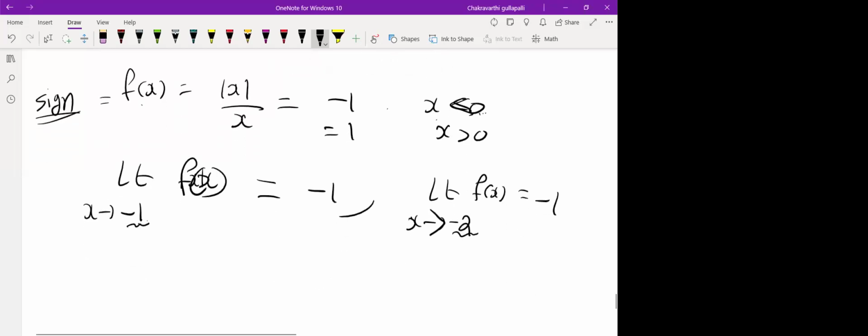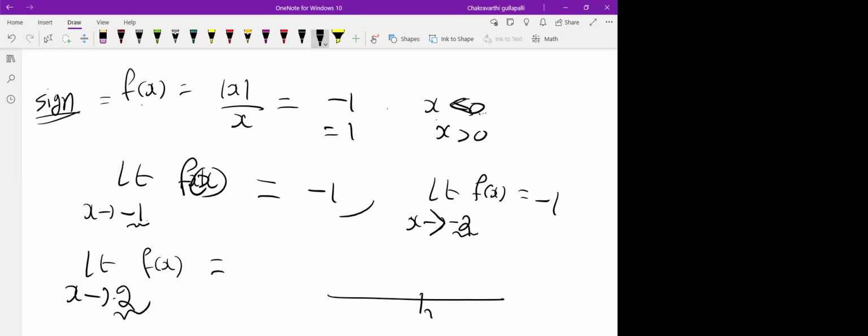So answer is -1. Suppose I ask you what is limit x approaching 2 of f of x. Here the value 2, x is approaching towards 2. So when it is approaching towards 2, what is f(x) equal to when x is greater than 0? 2 is greater than 0. x is moving from 0 to 2. x is greater than 0 because it is moving towards 2 means it is positive. x must be positive because x is very close to 2.